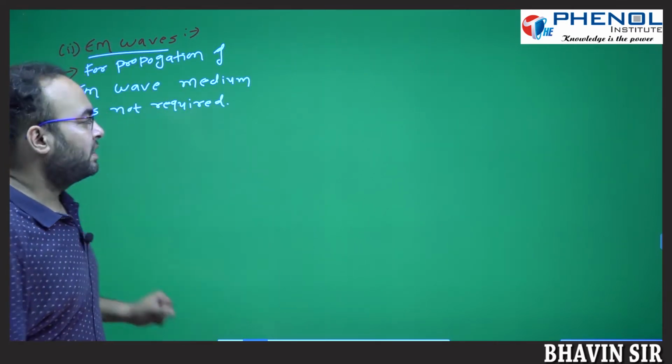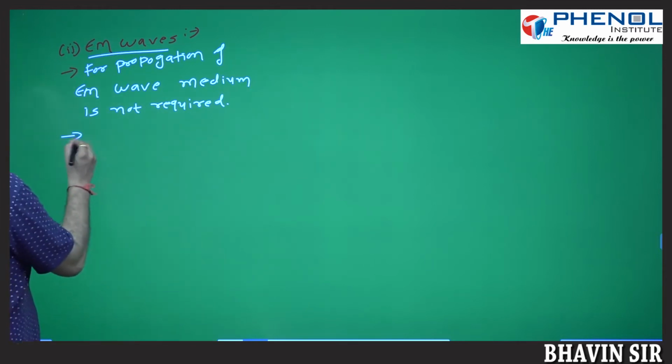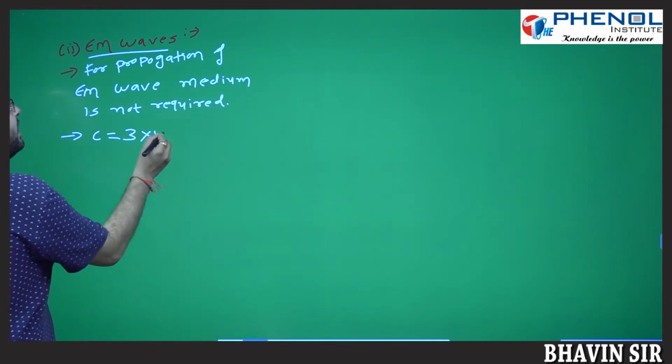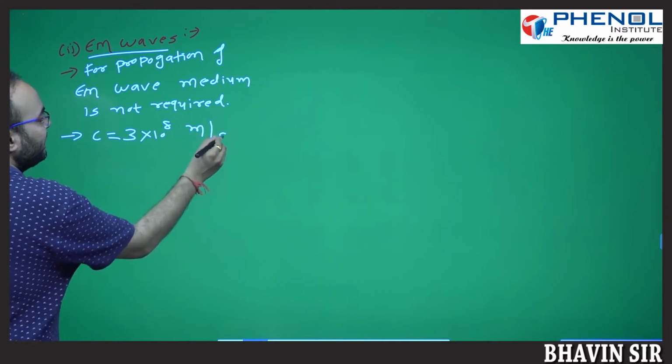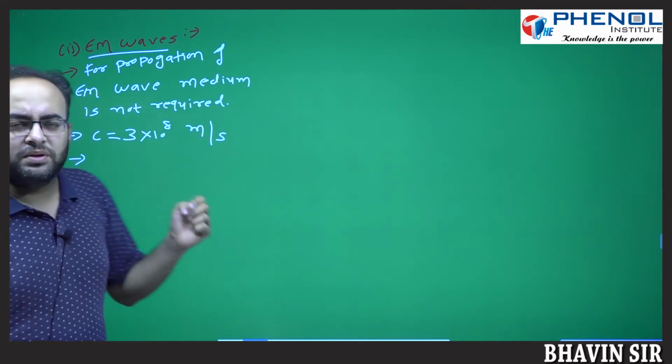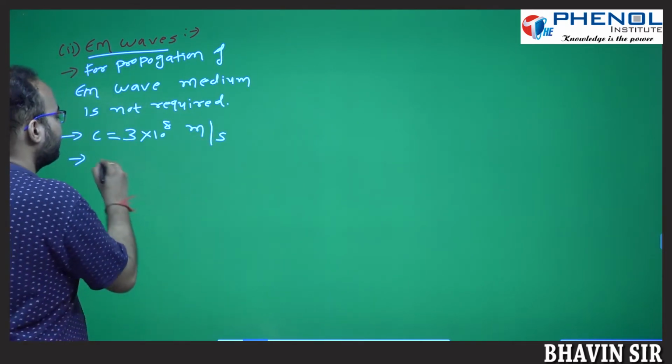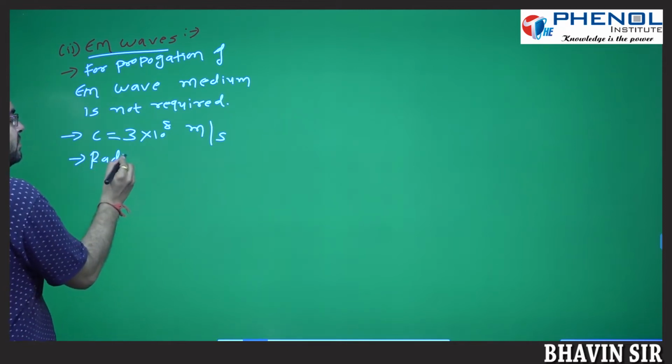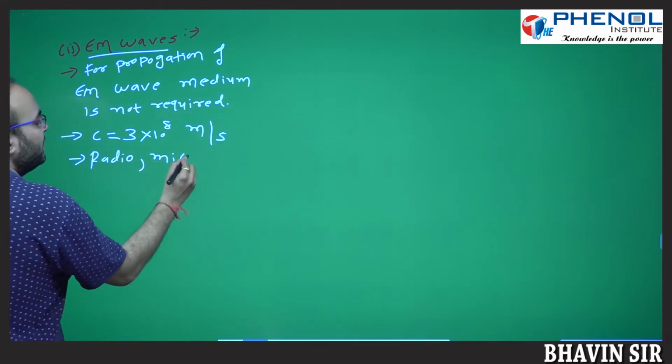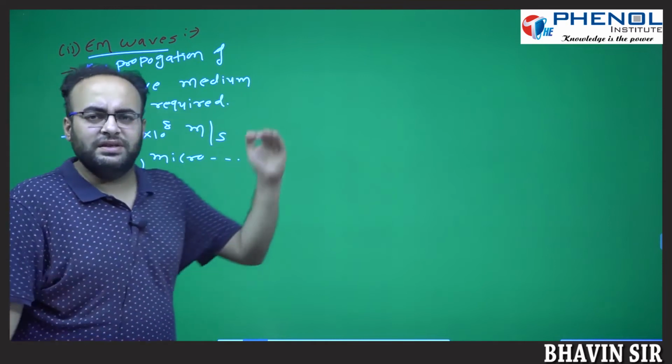And what is the speed of EM waves in a vacuum? That is the same as the speed of light. And what are the types of EM waves? As we know students, radio, microwave, all are EM waves. That we will study in detail students.